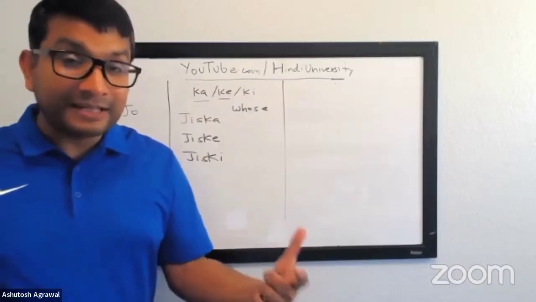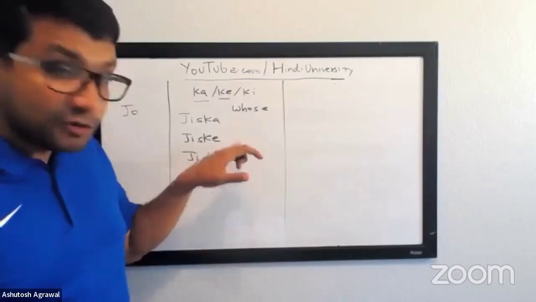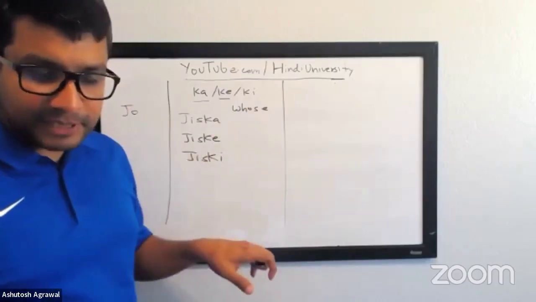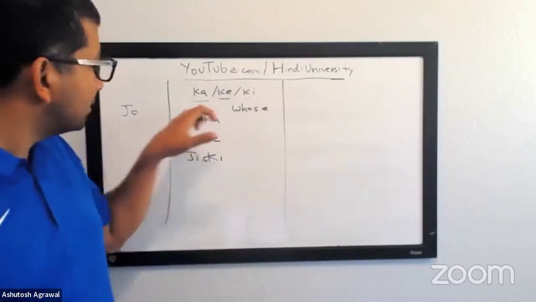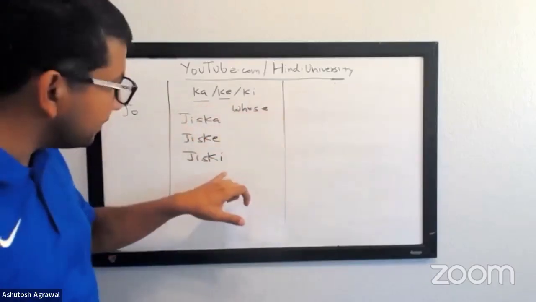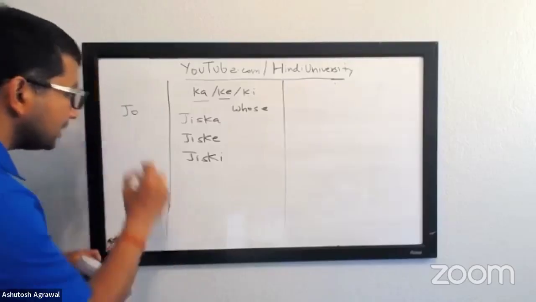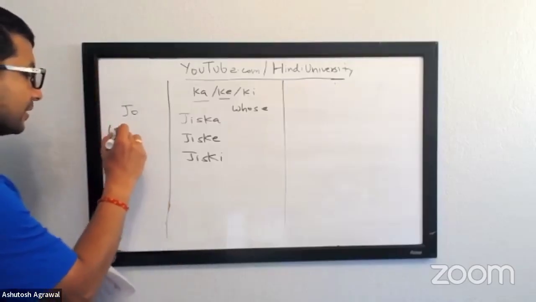Like your main clause remains the same. You are just playing with the subordinate clause. We'll do more. Okay, this one will spend more time in the next class. I just want to make a table. So jo you already have. You added ka, ke, and ki here. It becomes jiska, jiski, and jiske. Now, this jo that we use is singular.